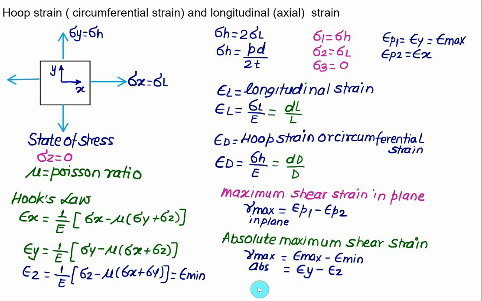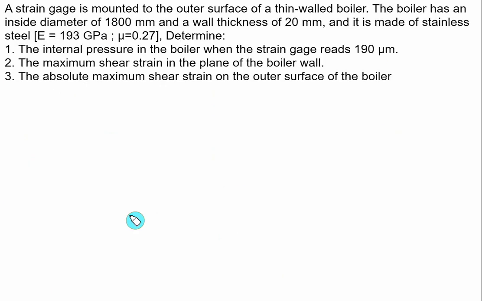Now, in this video, we'll only practice the strain calculation, the change in diameter, the change in length, and the change in volume based on the hoop strain and the longitudinal or axial strain. Now we'll take one general numerical in which we'll find the maximum shear strain in the plane and the absolute maximum shear strain. It means that you have to calculate the principal strain as well as the hoop stress and the longitudinal stress.